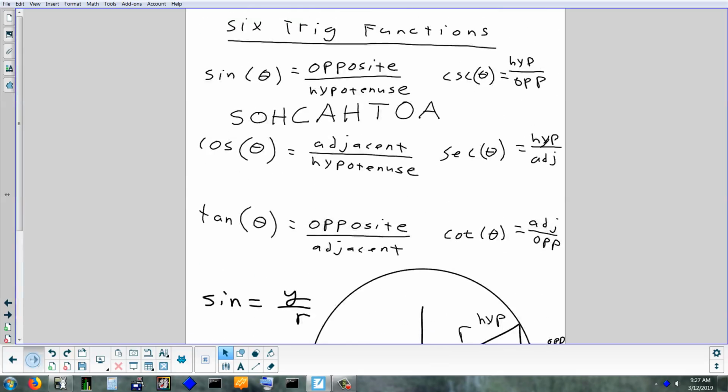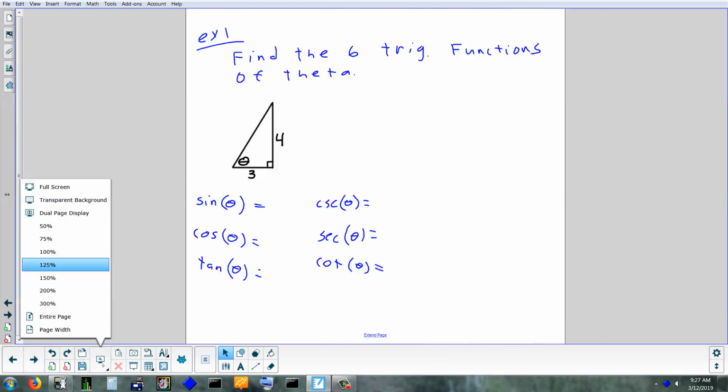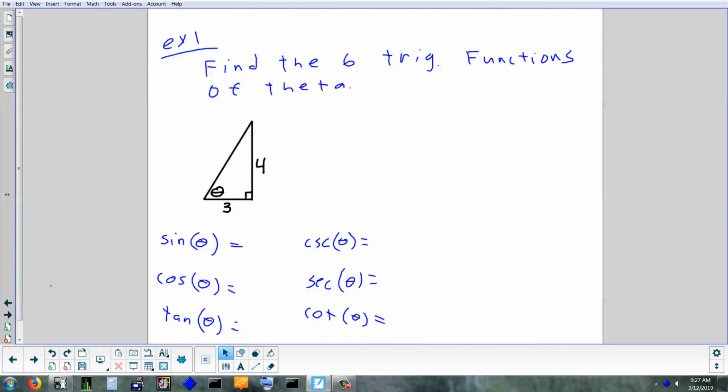All right, so let's try an example. So the questions here say to find all 6 trig functions of theta. It's kind of like what we did with unit circle trig. We're going to find the sine, the cosine, the tangent, the cosecant, the secant, and the cotangent. But before we even start the problem, we're missing something. What are we missing?